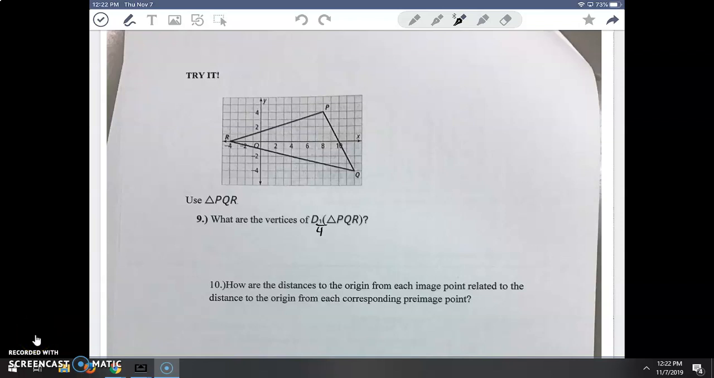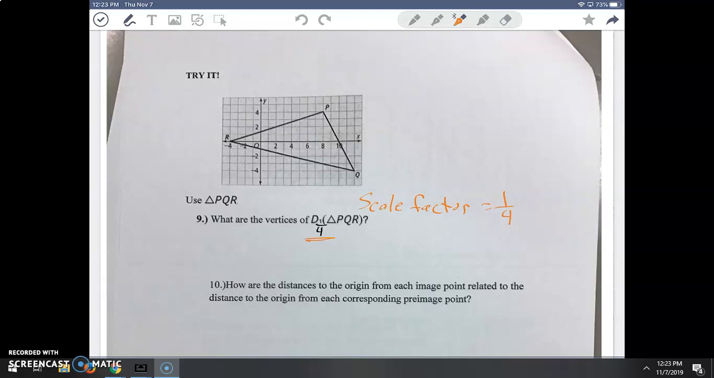Okay, now I want you to try it on your own. And this one tells you to dilate with the scale factor of 1/4. Okay, so the scale factor is 1/4. So that means you'll multiply every single coordinate point by 1/4.